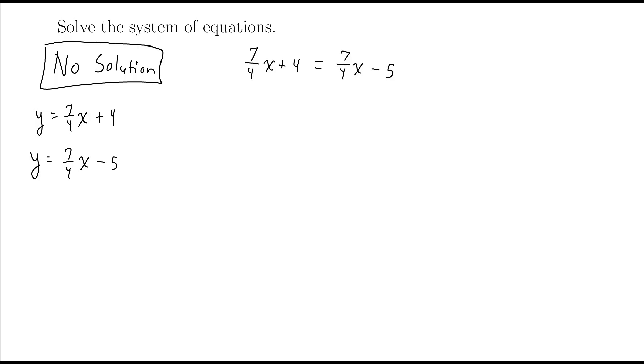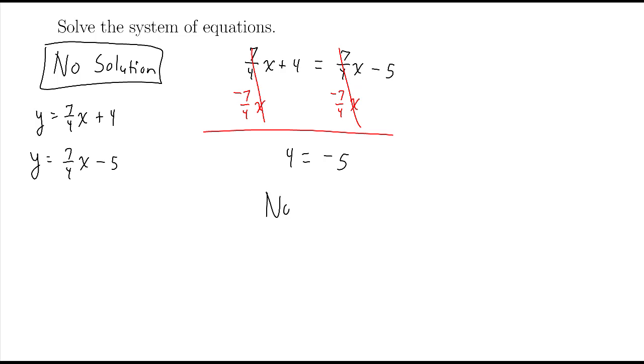Maybe now you'll see it. Maybe you'll recognize, hold on, I have the same variable term on both sides. If I were to subtract that variable term away, I would cancel out the variable term on both sides and leave myself with 4 equals -5, which is just nonsense. 4 does not equal -5. If that happens, then you would know, oh, there's no solution.